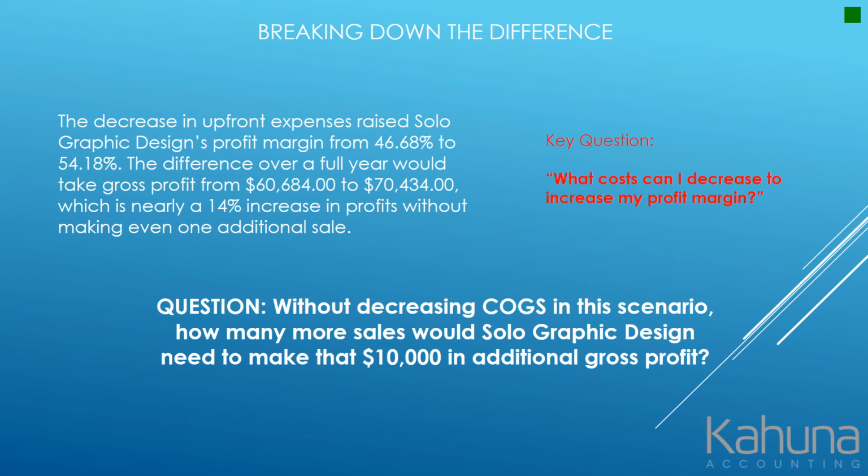Your to-do from this lesson is to calculate your profit margin and then look carefully through the expenses that are part of your cost of goods sold. Is there anything you can decrease to increase your profit margin? It's very likely that there is some expense from cost of goods sold that you can decrease.